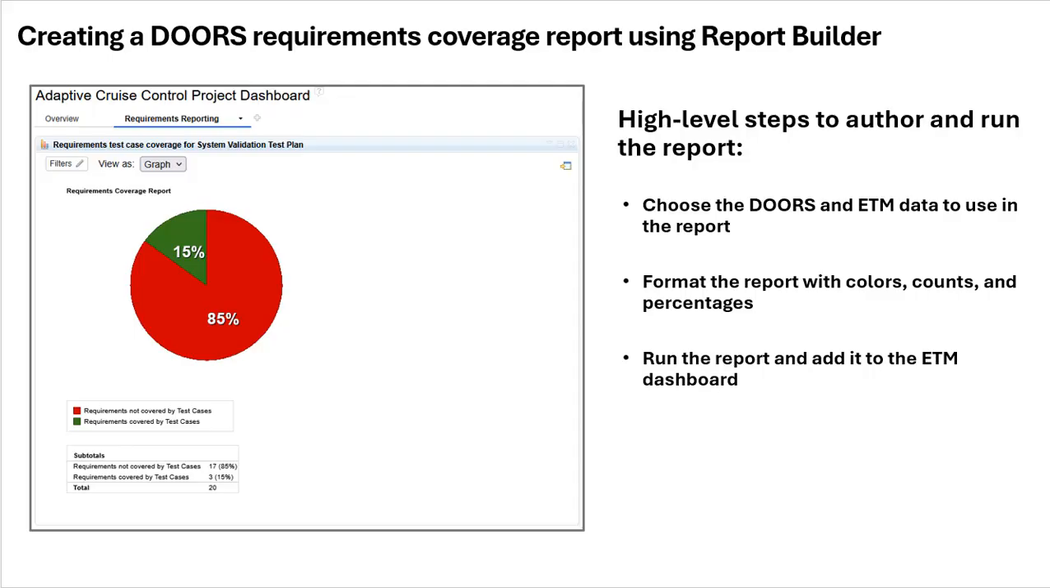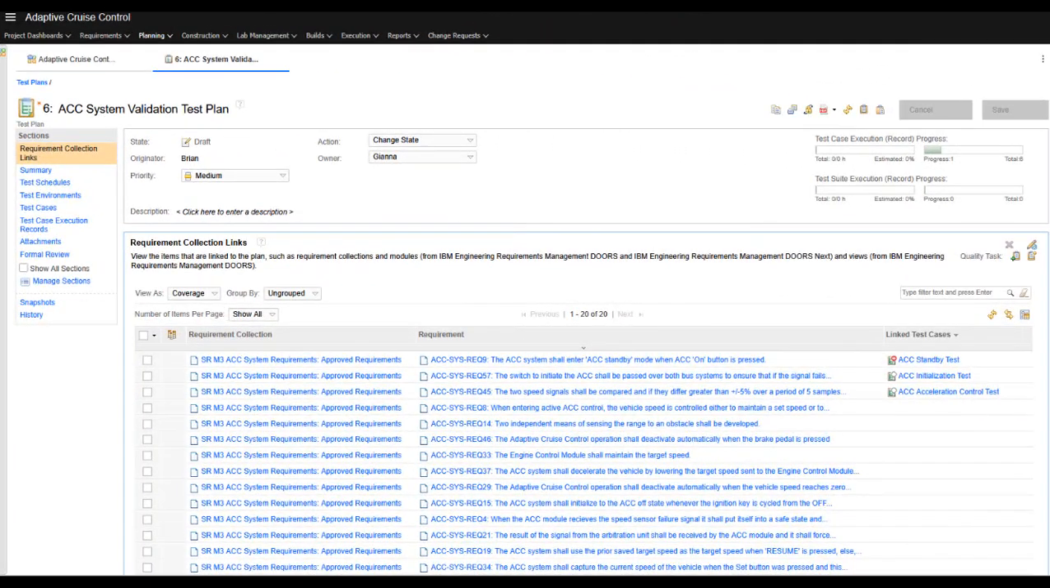With that said, today I'll be showing you how to create a pie chart illustrating the test coverage percentages between doors requirements and ETM test cases for a specific test plan. Before we start authoring the report, I wanted to first show you the data we will be reporting against.